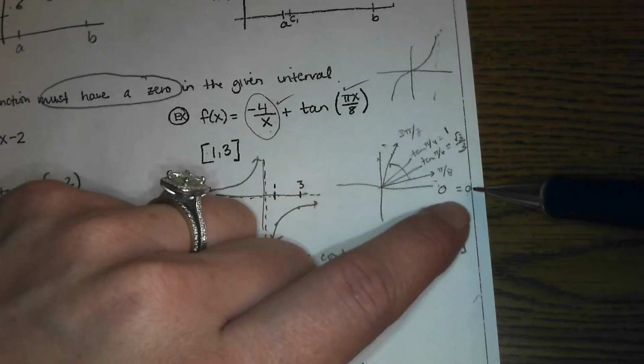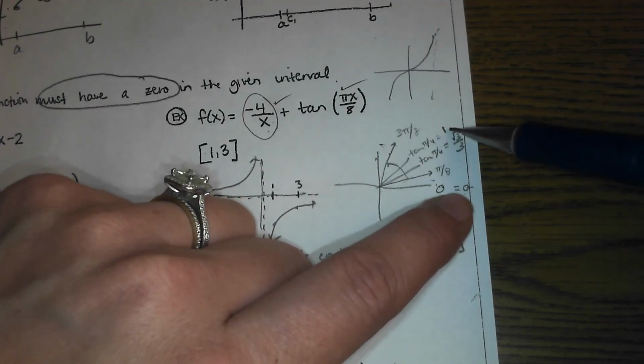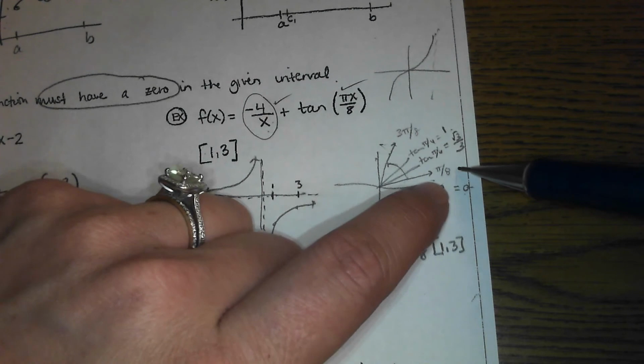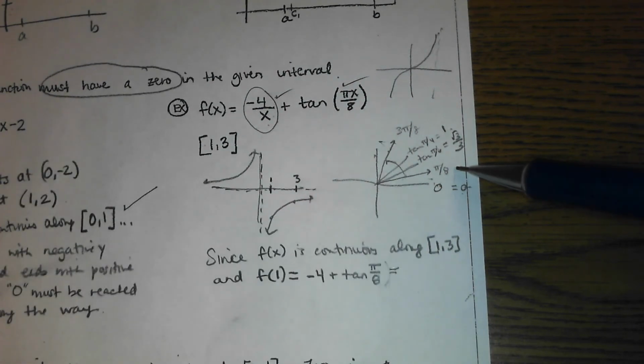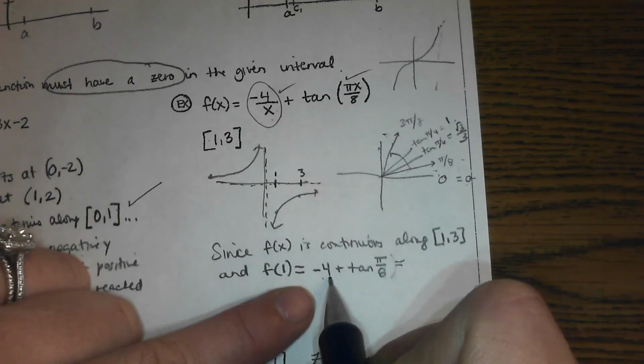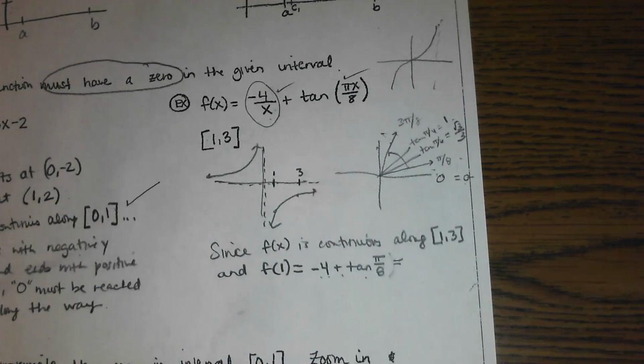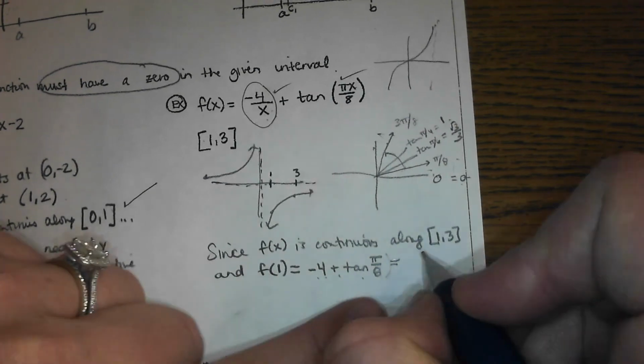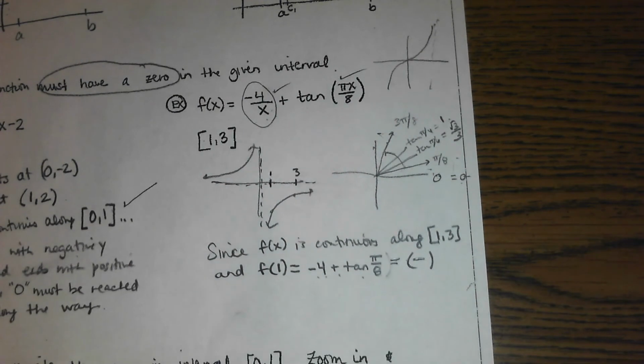So if that's 0 and this is 1, we all can agree that the tangent of pi over 8 is somewhere between 0 and 1. Yes? So it's a pretty small positive. If you take negative 4 and you add something that's between 0 and 1, are you going to be in the negatives or the positives? You're still in the negatives. You were at negative 4 and you only added back a little bit. We don't really care about the value in this case because remember, this set of instructions wants to know why it has to have a 0. Well, it's because the interval starts with a negative number.